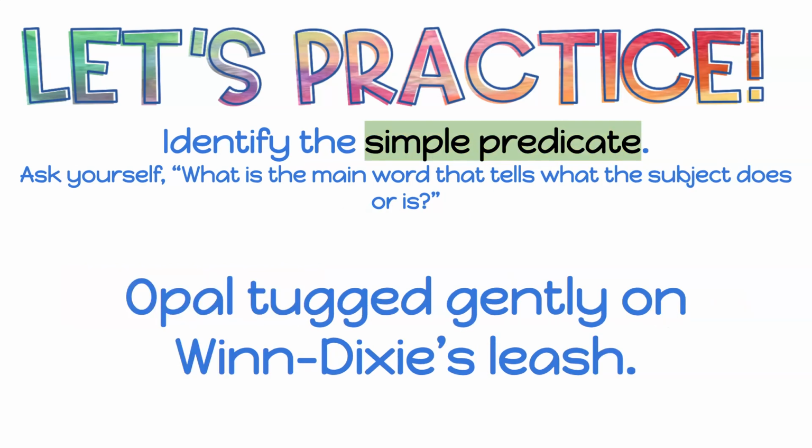Let's try another one, but this time we're going to find the simple predicate, and we'll ask ourselves, what's the main word that tells what the subject does or is? Opal tugged gently on Winn-Dixie's leash. We're asking ourselves, what did the subject do or what is the subject? Pause here and take a guess. If you said tugged, you are correct. That is what Opal did.